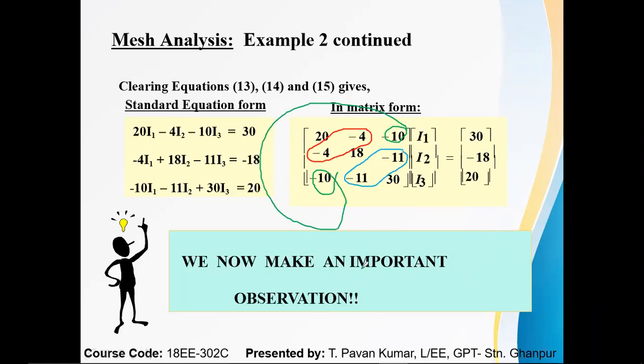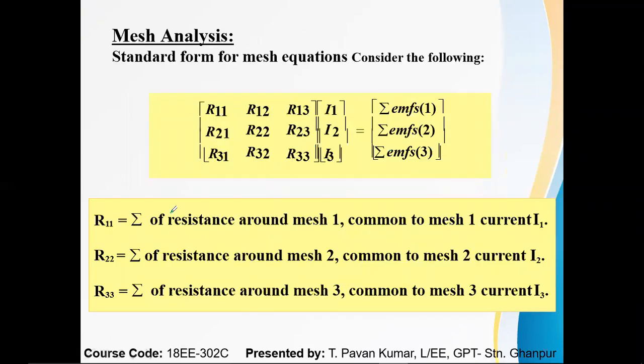We now make an important observation. In this observation, you should remember this standard form. The standard form of this equation is very important. R11 is nothing but the summation of resistance on mesh 1, common to mesh 1 and current I1, and R22 is a summation of resistance around mesh 2, common to mesh 2 current I2. R33 is nothing but this value. These are the diagonal elements I am discussing. R33 is the summation of resistance around mesh 3, common to mesh 3 current I3.